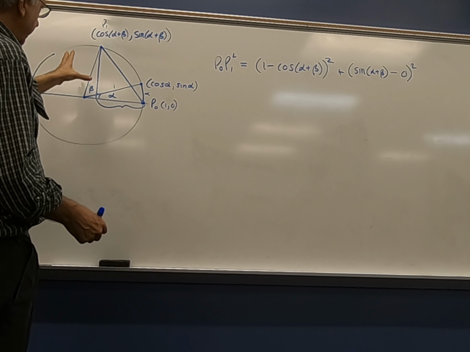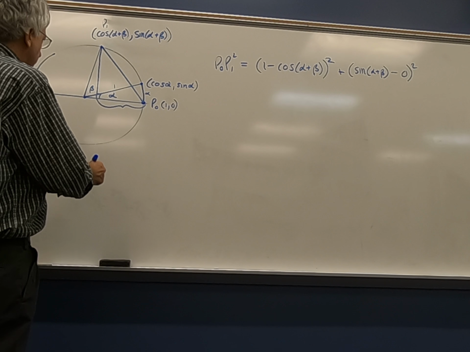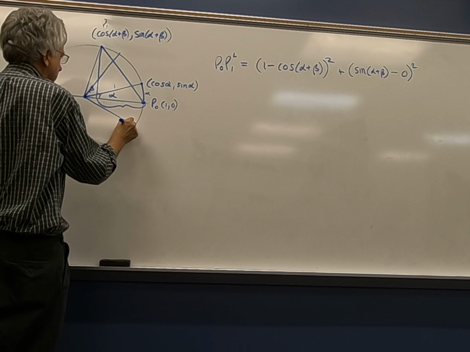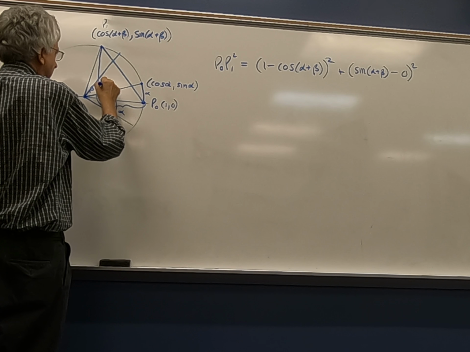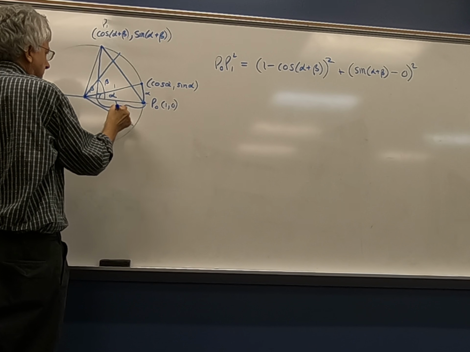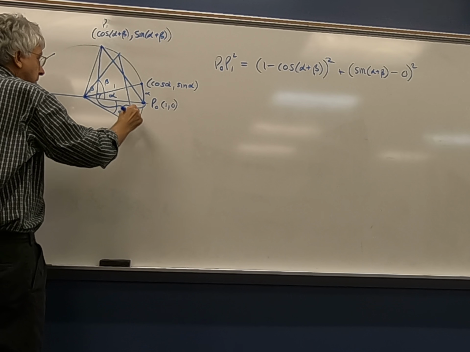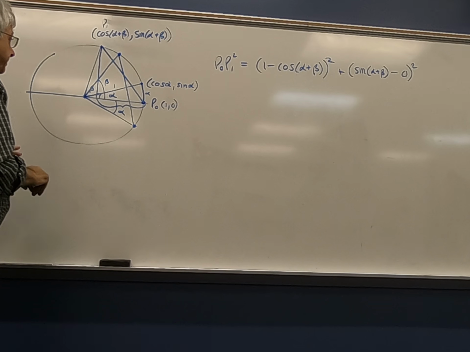And so now if I rotate this whole thing, I'm going to get the same chord. The chord is invariant, right? It depends only on the central angle. So if I rotate this like so, so that this is angle alpha and this is angle beta, then the interior angle is still the same.